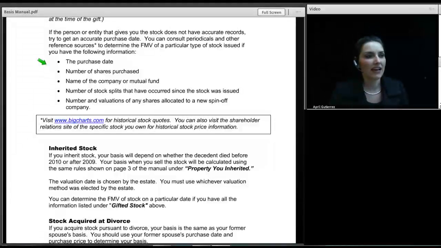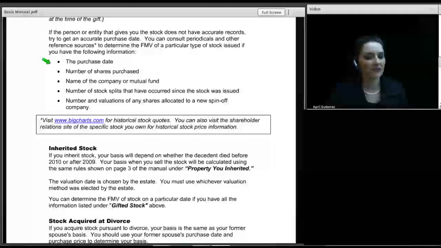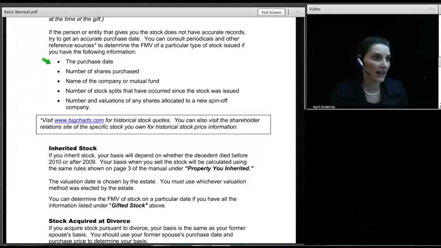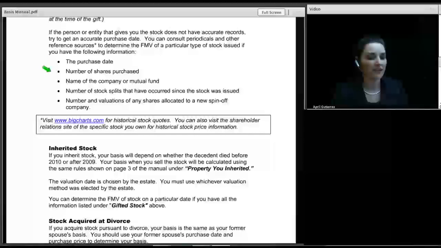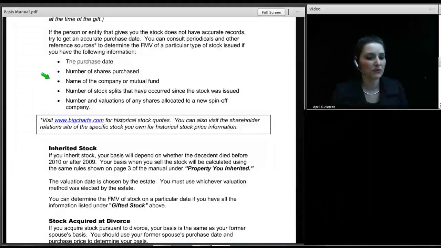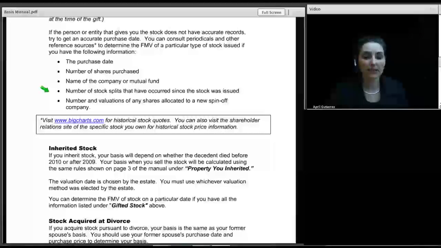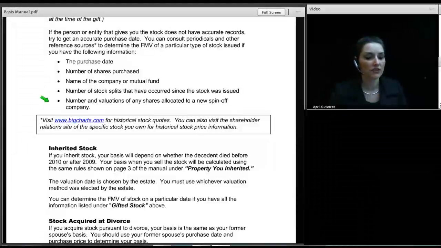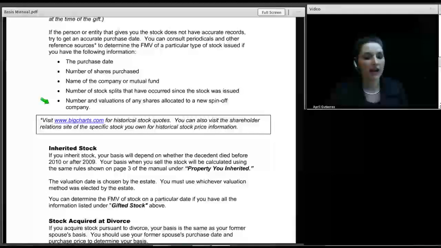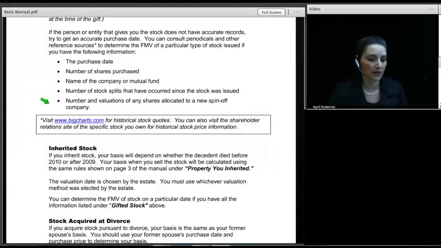When we're looking at determining the cost basis in gifted stock, you obviously have to look firstly if you can actually get the record of purchase. And if not, you can go to the purchase date, the number of shares purchased, the name of the company or the mutual fund, the number of stock splits that have occurred since the stock was issued, and you also have to be aware of any valuations of any shares that were allocated to a new spin-off company.